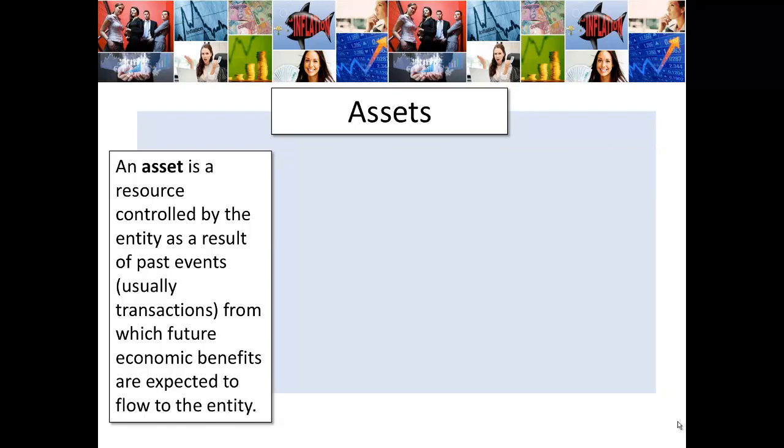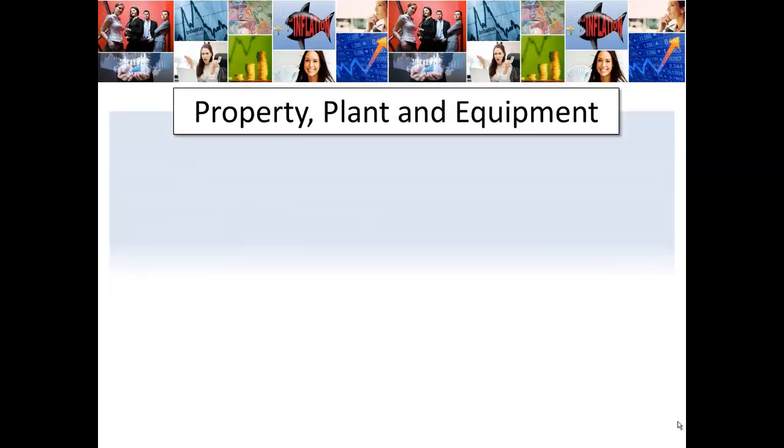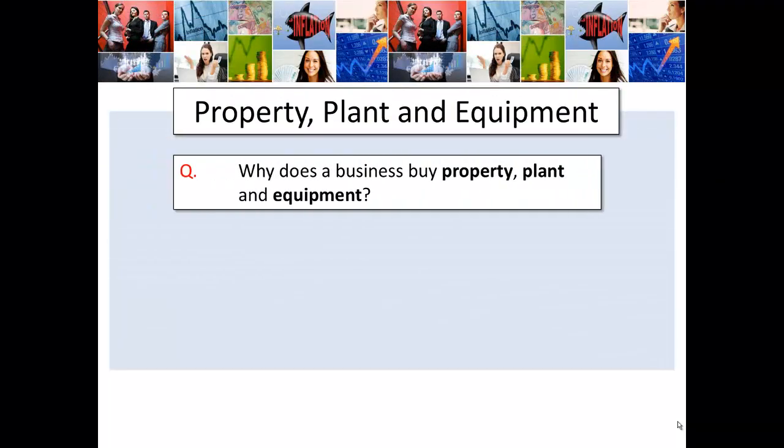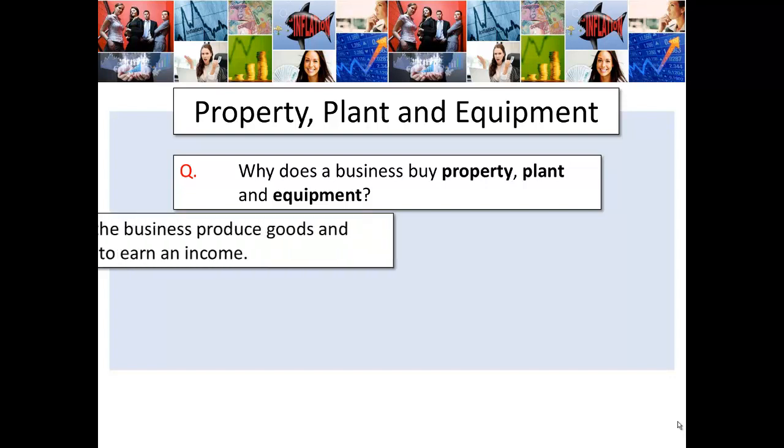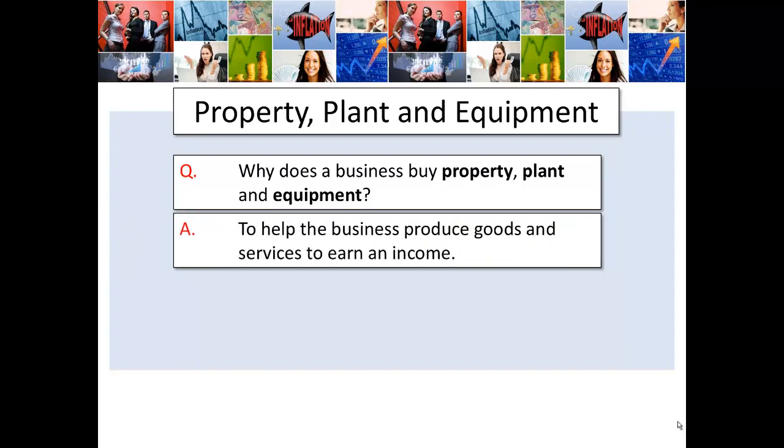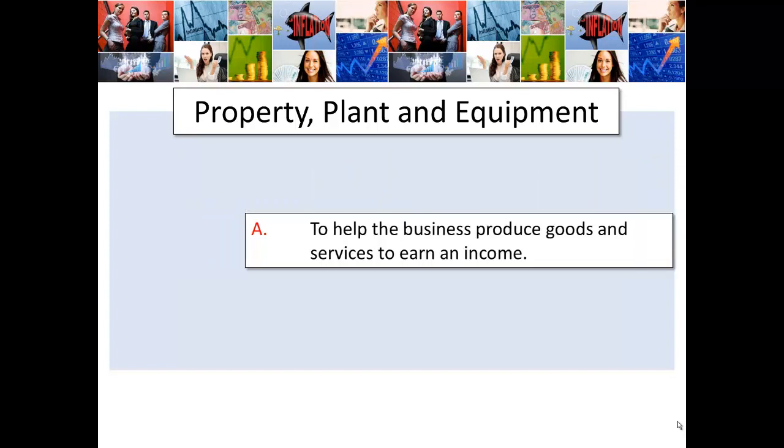Okay, so we've been through our definition of an asset before. Now depreciation is all about those tangible assets because assets typically lose their value over time. Property, plant and equipment. Why does a business buy property, plant and equipment? The only reason is to help the business produce goods and services to earn an income.